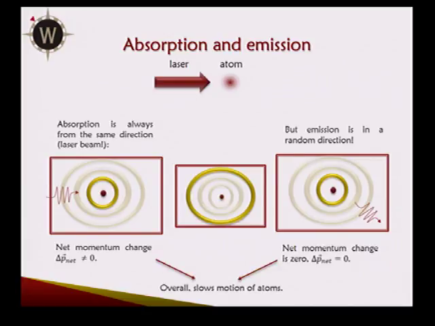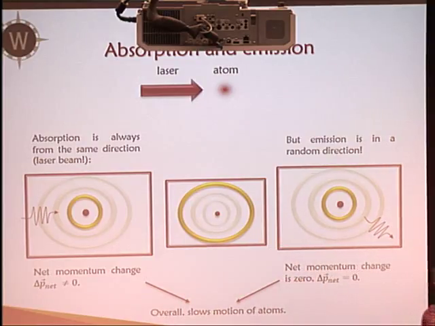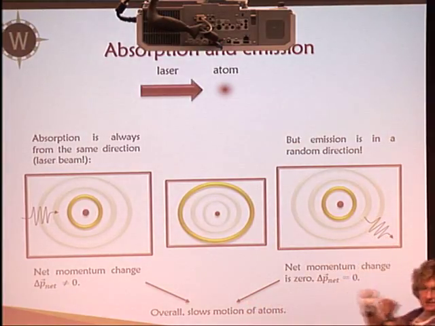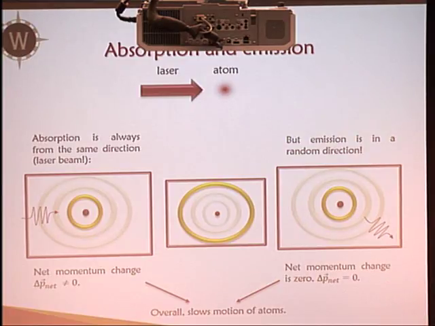Now you already see in this drawing that the direction of these photons is different. As you go over many, many of these absorption-emission cycles, the absorption always happens from one direction because it comes from the laser, but the emission is in a random direction. So you end up with a net momentum kick in the direction of the laser, opposing the atom, so you can slow it down.